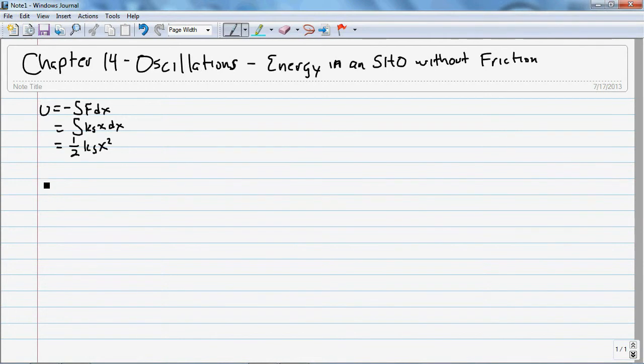Now I can calculate the total energy, and the energy is going to be equal to the kinetic plus the potential. And this is going to be a constant because we have no friction. This is without friction, so nothing's being dissipated. The energy, once it's in the system, it's going to stay in the system. And so this does not depend on time.